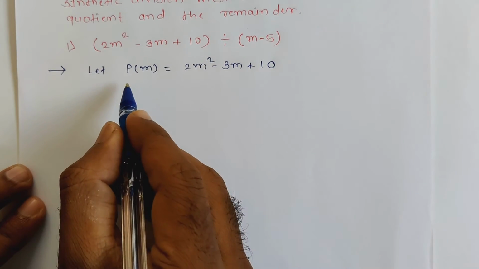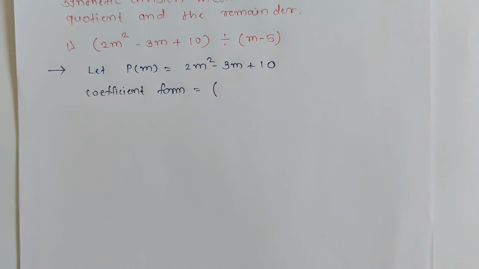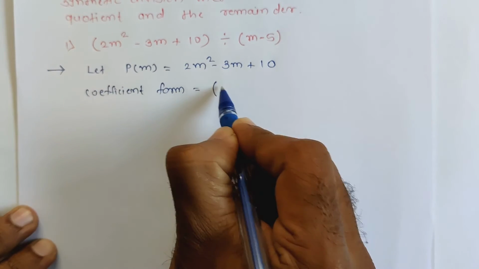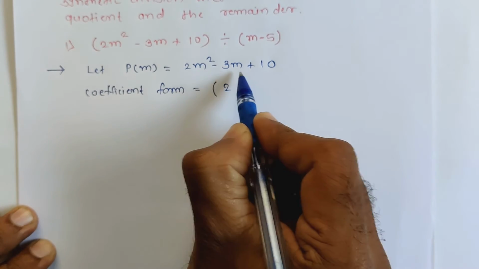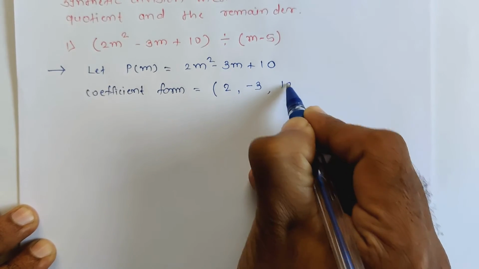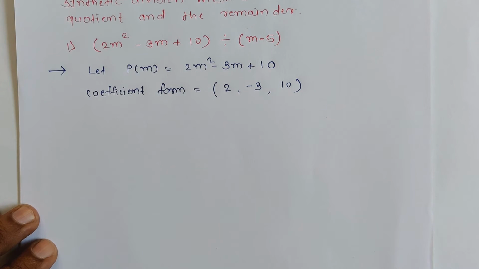Now we'll write the coefficient form of this polynomial. While writing the coefficient form of any polynomial, we just write the coefficient of each term in brackets. The first term is 2m square, its coefficient is 2, so we'll write 2 first. Then the second term is minus 3m, its coefficient is minus 3, and the constant term is 10. So 2, minus 3, 10 is the coefficient form of the given polynomial.